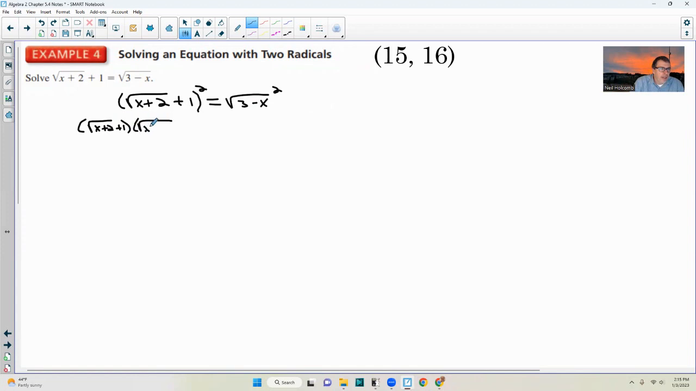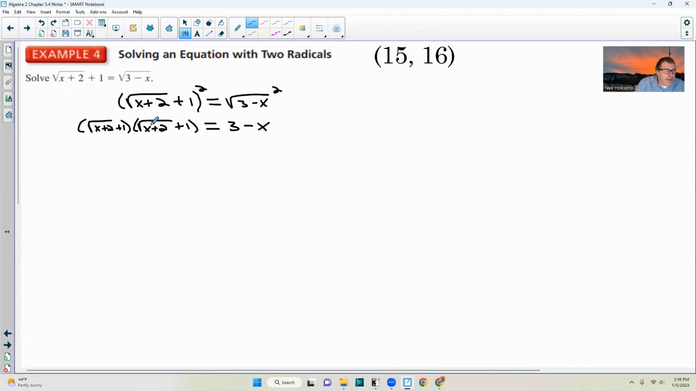And I'm going to write it like this so we don't make a mistake while we FOIL. Or distribute, if you will. And this one's easy. That's just going to become 3 minus x because the radical and the squared cancel, leaving us with the radicand.